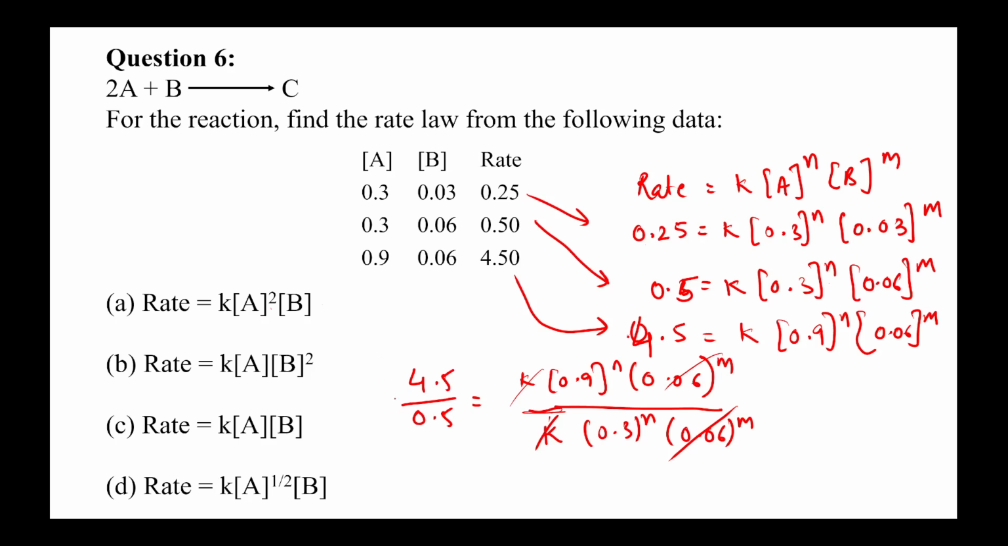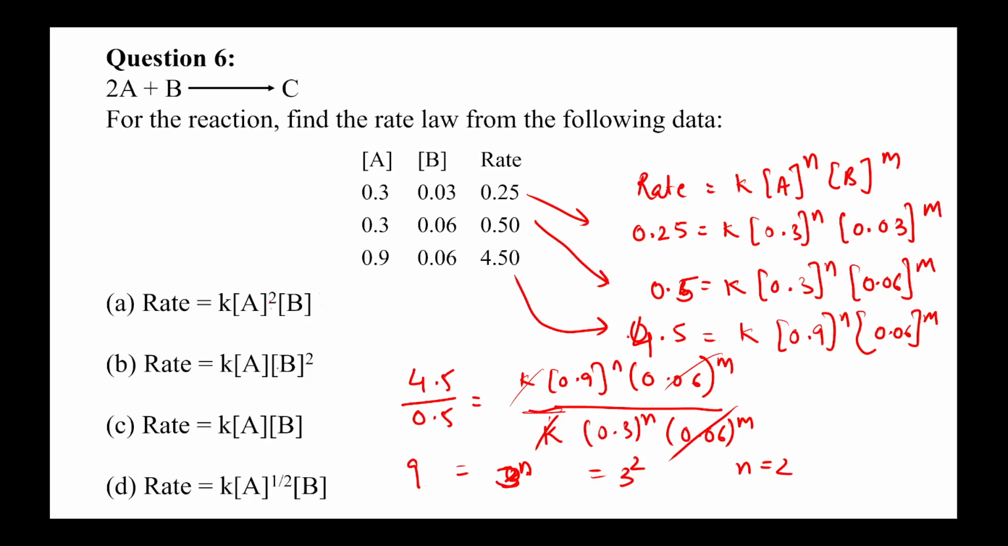So 4.5 by 0.5 will be equal to 9. Okay, 5 nines are 45 and this will be 0. This will be 3 raised to the power of N. So we know that 9 is equal to 3 raised to the power of 2, right? So that means N is equal to 2. Okay. Similarly, now we know N is equal to 2. That means A is equal to A raised to the power of 2.